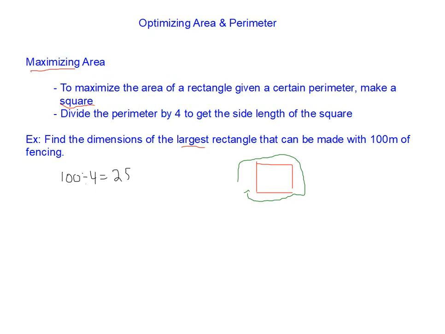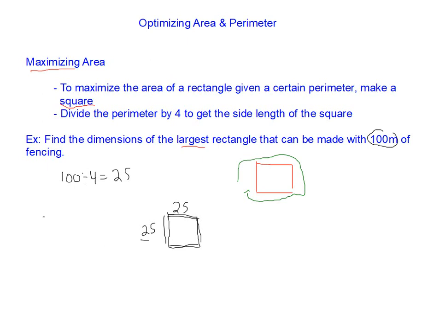We'll just draw another picture of it down here. That is 25 here and 25 here. You can check to make sure the perimeter is the length around the outside. So 25 plus 25 is 50, plus 25 plus 25 is another 50, so that gives us 100 in total. So we still have 100 meters of fencing, and this gives us the largest possible area.